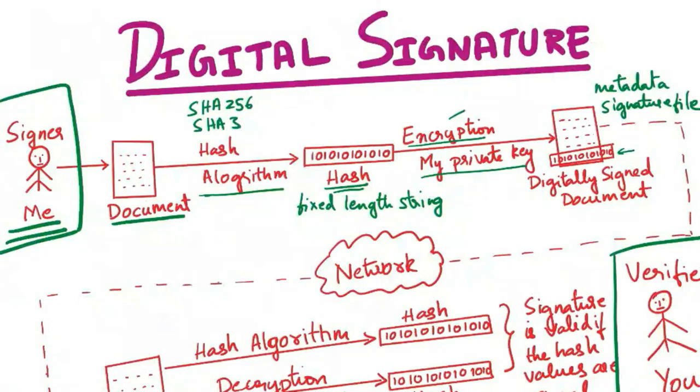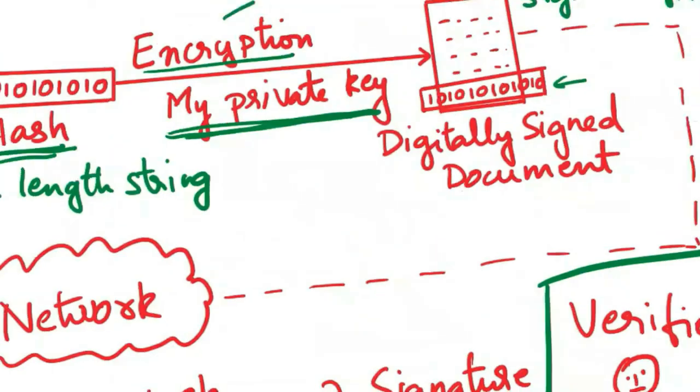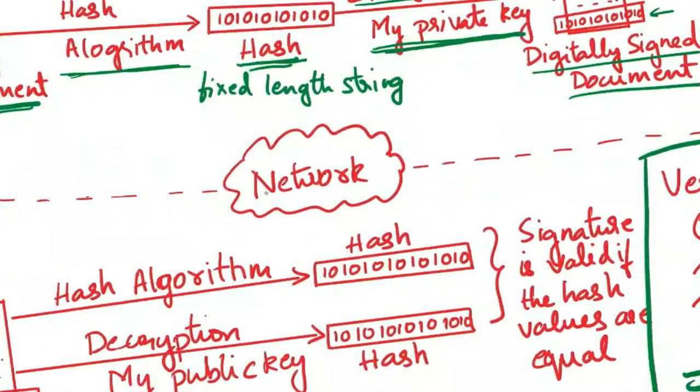So I have taken my document, sent that through a hash algorithm, created a hash, and then encrypted that hash, or digitally signed that hash, using my private key, and then attached the digital signature to the document by embedding it in the document metadata or as a separate signature file. Now I will send this digitally signed document through the network to you.